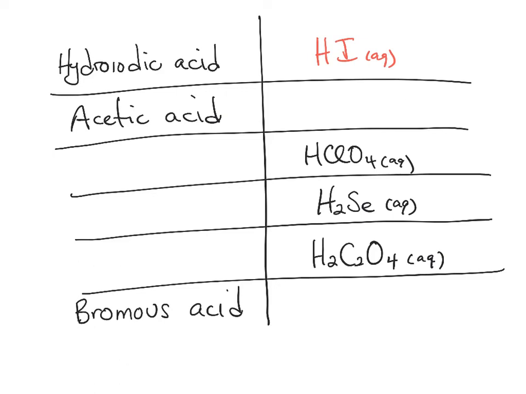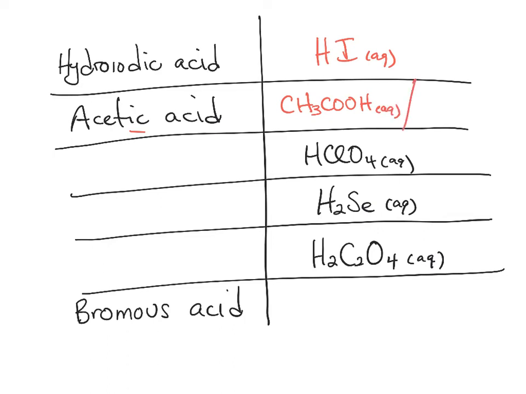Acetic acid, there's no hydro at the beginning of the name, so that means we're looking at an oxy-acid. Because it ends in ic, the suffix ic, then this was the acetate ion. Acetate can be written in more than one way, but the way I prefer to write it is CH3COO negative, and that's the clue that it's a carboxylic acid. So I'm going to write it as CH3COO, and I'll put the H at the end, aqueous.